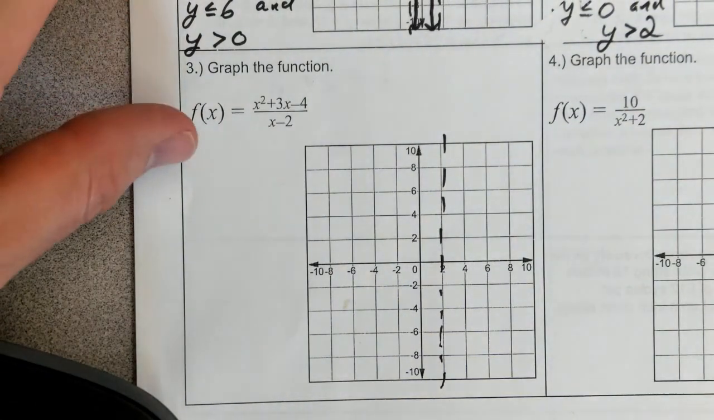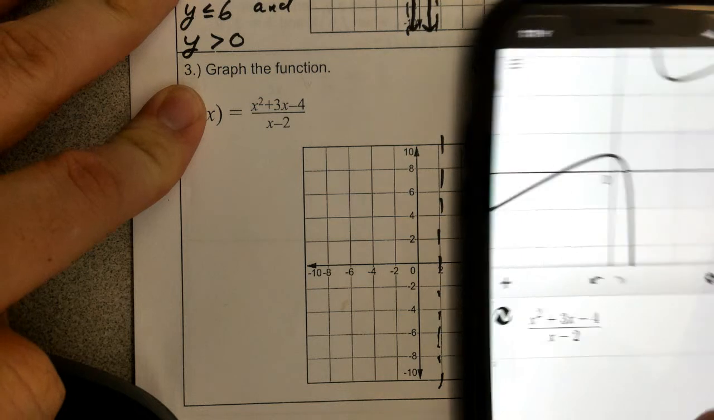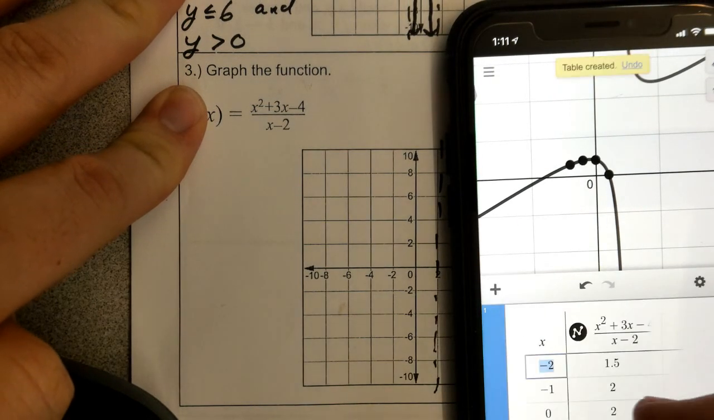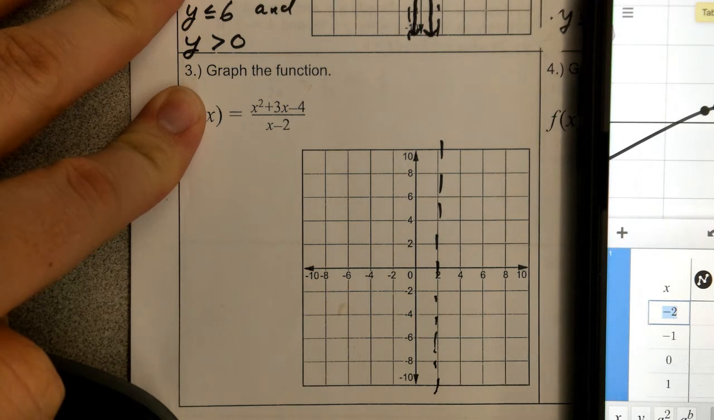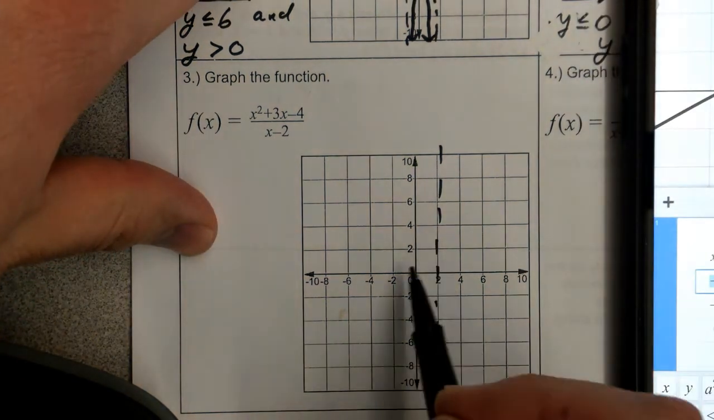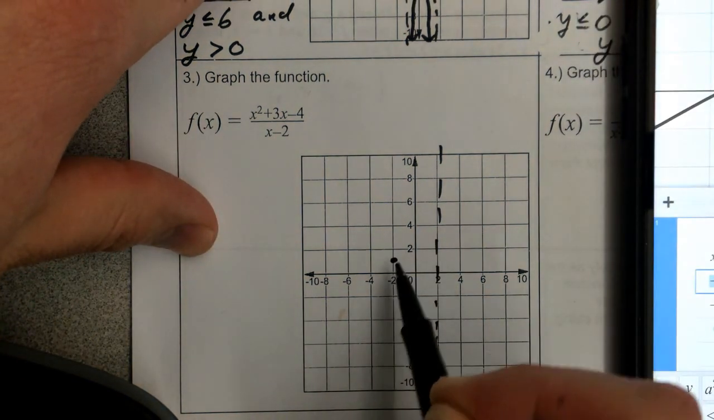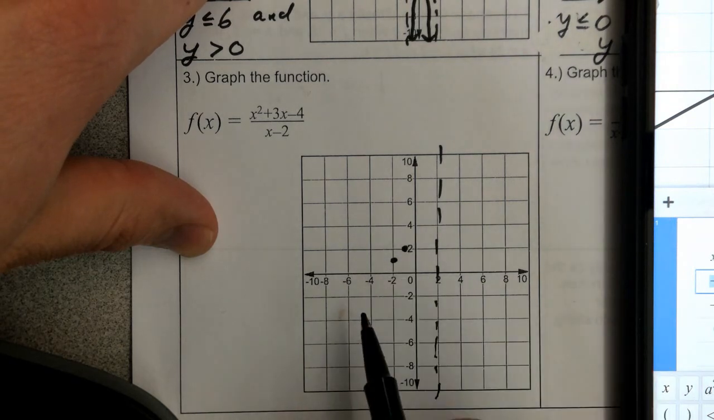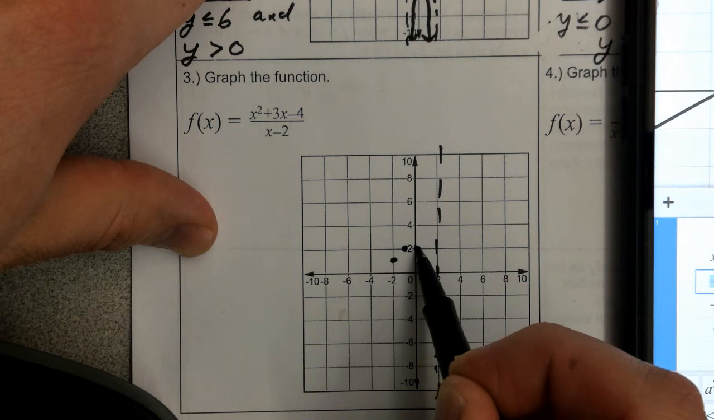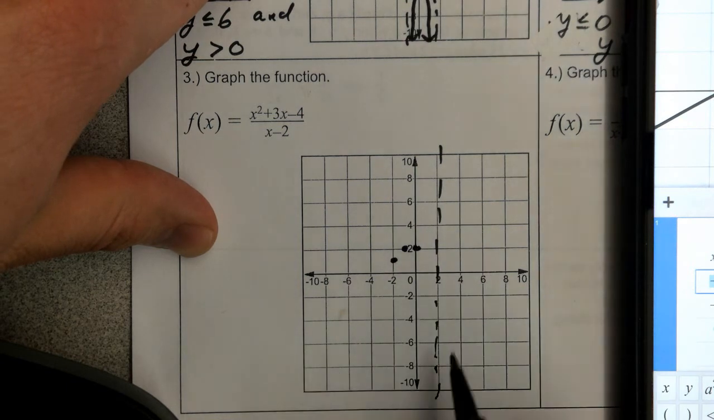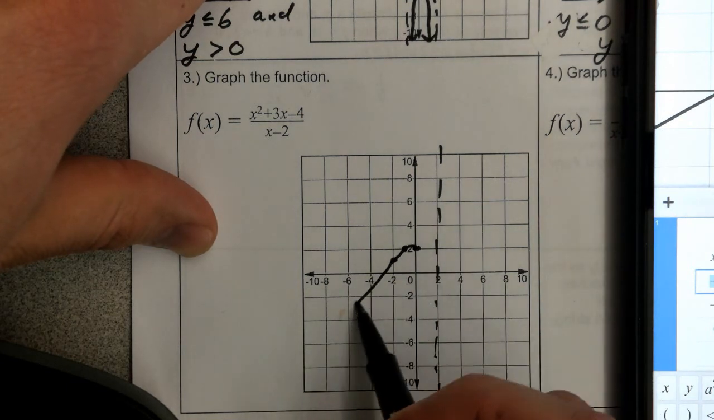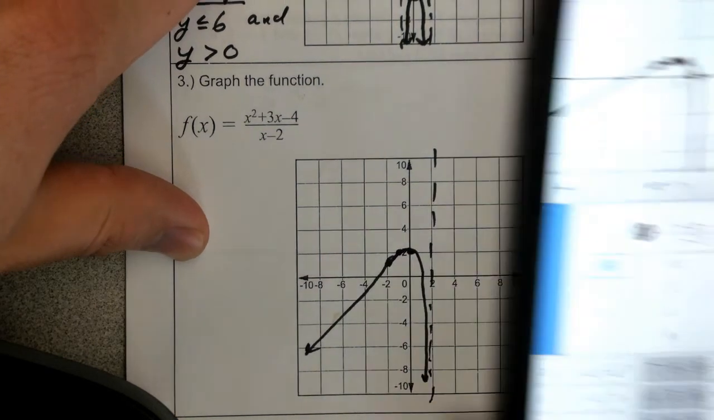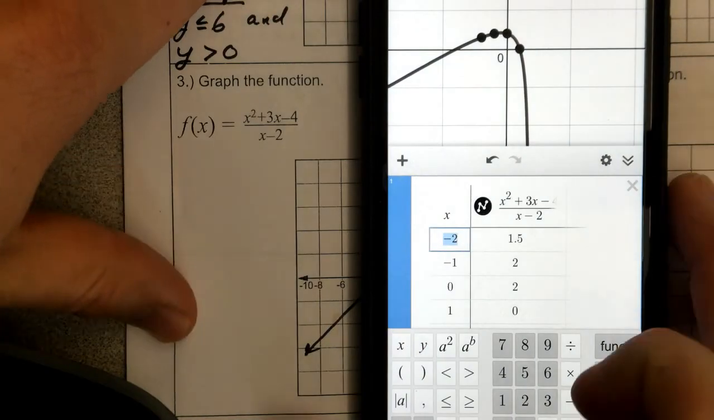And then we're just going to have to look at the curve for the rest of it, okay? So if I look at the curve here and plot some points, or you can trace as well, you can see that we have negative 2, 1.5, so that goes to like right here. We have negative 1, 2, like that. We have 0, 2 here, and then it's going to come down, so it's going to go something like this. All right, so in this one we did need to use the table.